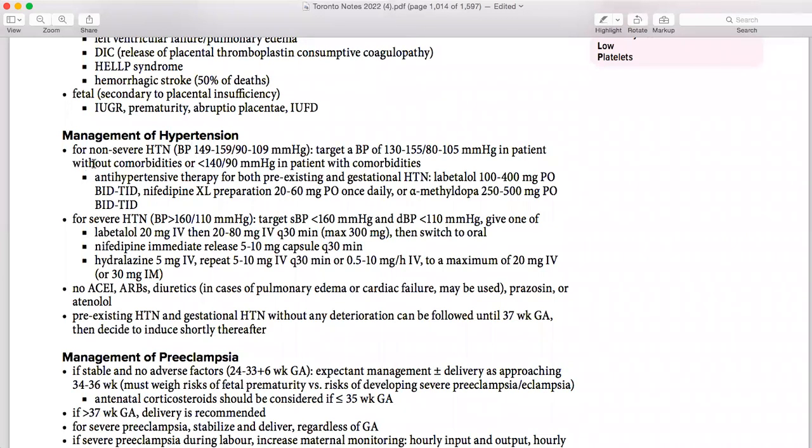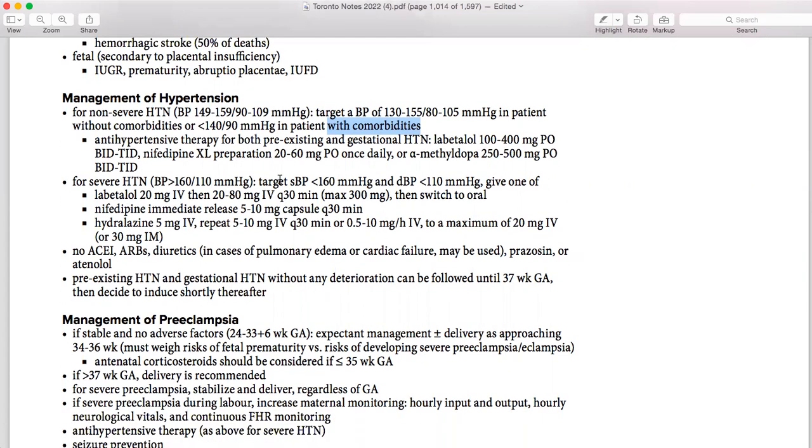For the starting of hypertension, for non-severe hypertension, the target is basically a BP of 130 to 155 systolic, 80 to 105 diastolic, in BP with comorbidity. So at this particular time, if the BP is 130 to 155 and 80 to 105, but without comorbidities, or if the BP is less than 140, but with comorbidities, meaning having any nephro problem, maybe diabetes, hypertension, already underlying pathology going on, then we are going to start with labetalol as needed, then nifedipine and methyldopa.